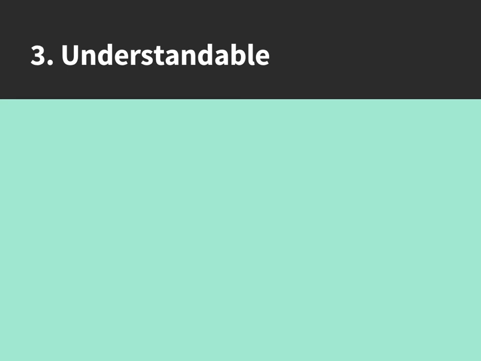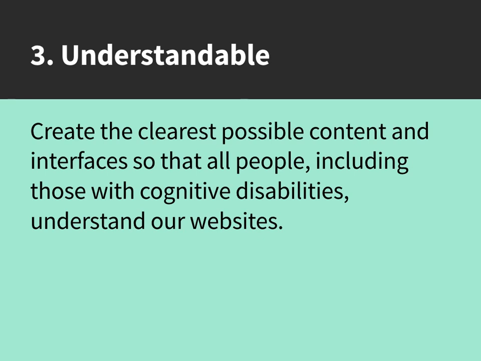So the third principle is understandable. Create the clearest possible content and interfaces so that all people, including those with cognitive disabilities, understand our websites. That's a little bit lofty, that all people would understand our website, but it means that users must be able to understand the information as well as the operation of the user interface. In other words, the content or operation cannot be beyond their understanding.